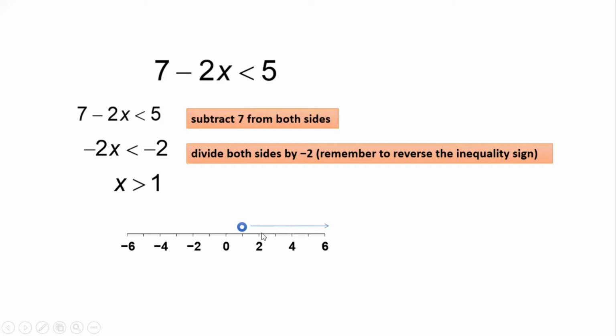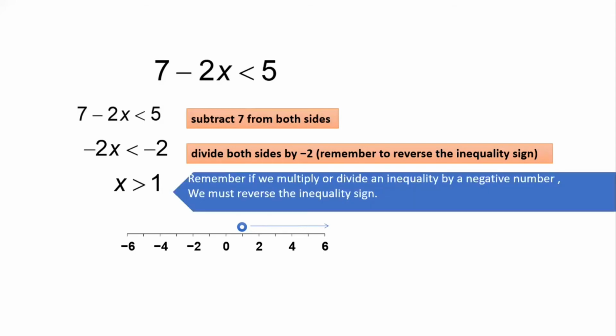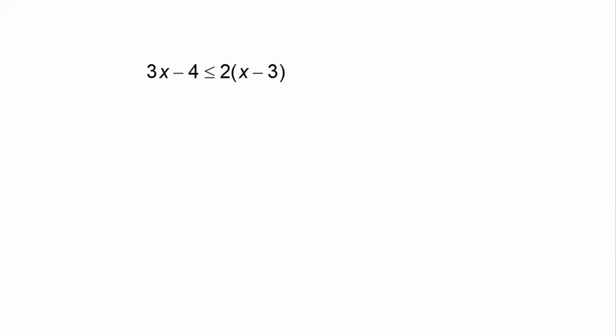If you are asked what is the smallest integer the value x takes, it is going to be 2. The smallest integer is 2 and all those greater than 2 are going to be taken by the variable x. Just remember again, if we multiply or divide an inequality by a negative number, so when we were dividing by minus 2, the inequality gets reversed. Just remember.